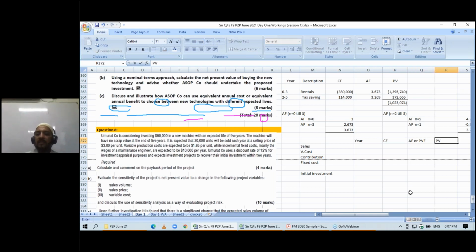Okay, for sensitivity analysis and for payback period, first of all, I will have to calculate the NPV. I will explain to you what sensitivity analysis is, but first let me calculate the net present value of this proposal which they have given over here.